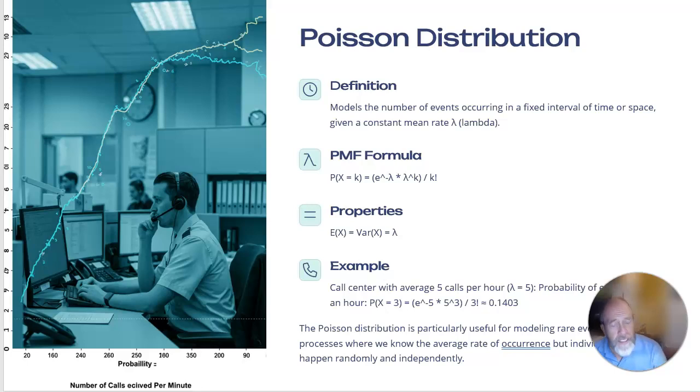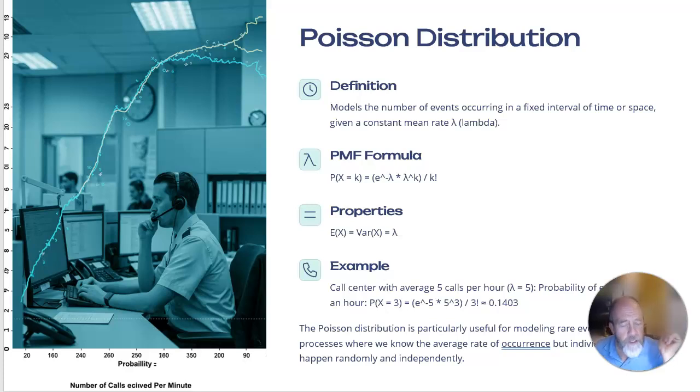Now let's talk about an example. Suppose we've got a call center, and we've got statistics and we know that the call center averages 5 calls an hour. You want to know the probability of getting exactly 3 calls in an hour. Now you can just plug those numbers into that probability mass function and voila, you got it: 0.1403.